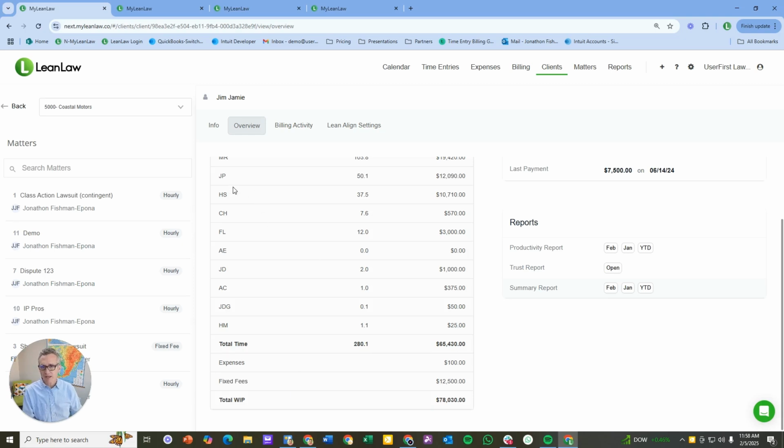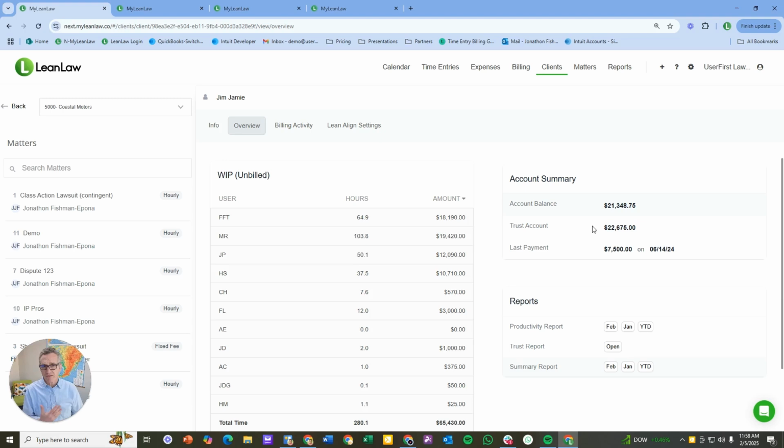That's broken out by individual users. We can see the expenses and any fees. We also want to know, does the client owe us money? Are we holding money in trust? And when did they make a last payment? So that data is accessible and visible, along with deeper reports, whether those are productivity or summary reports.